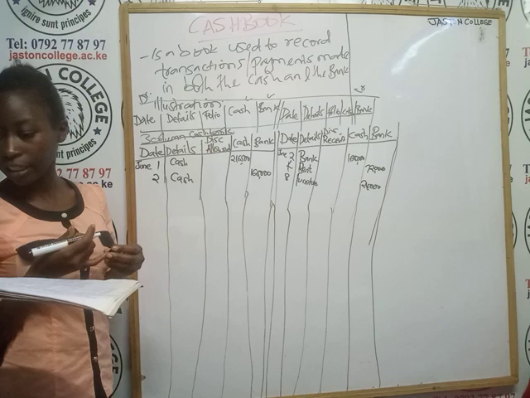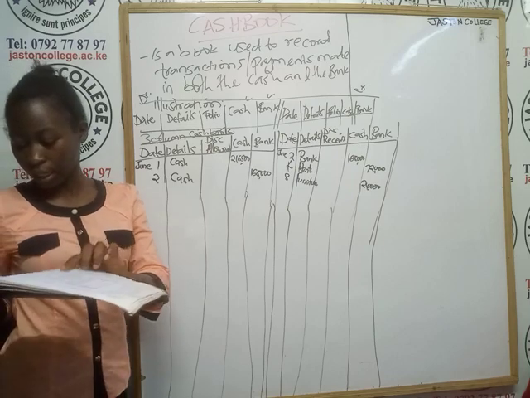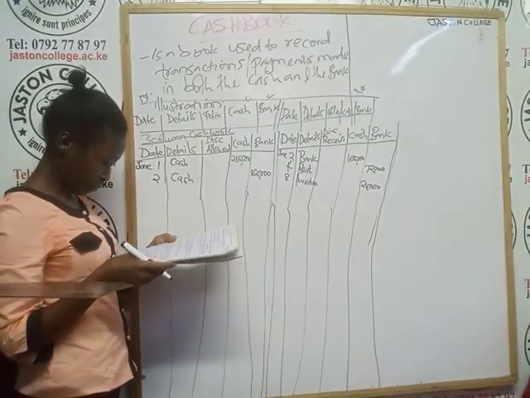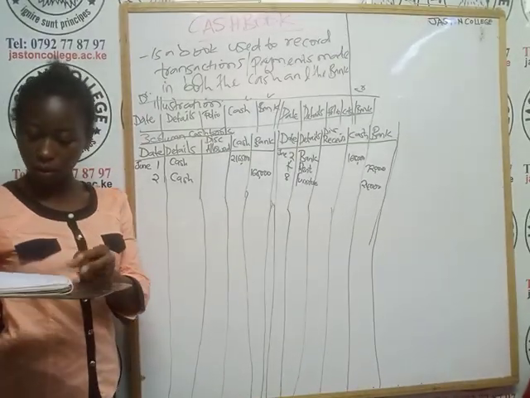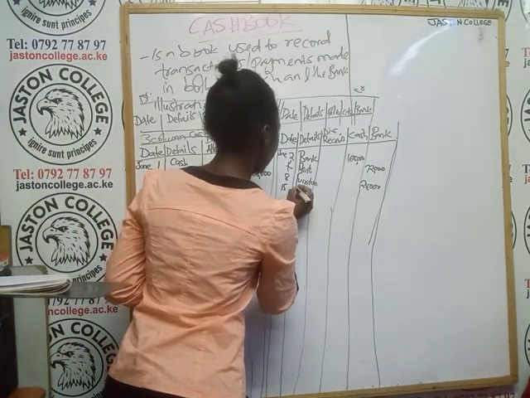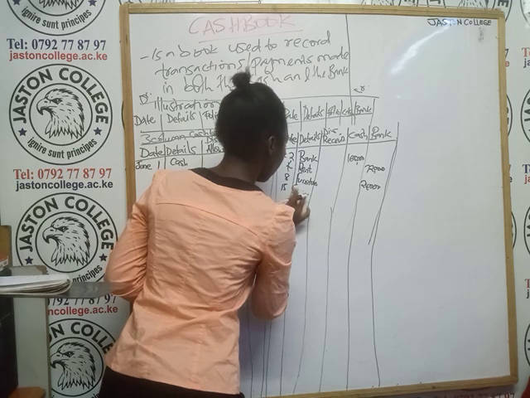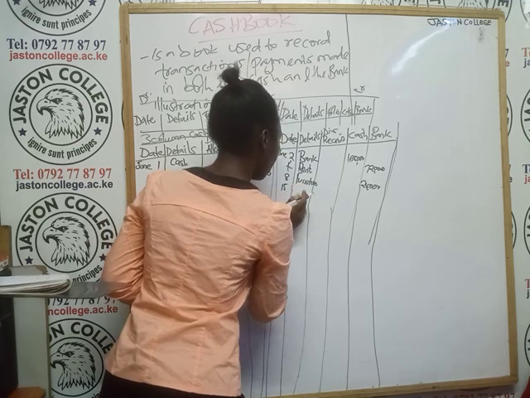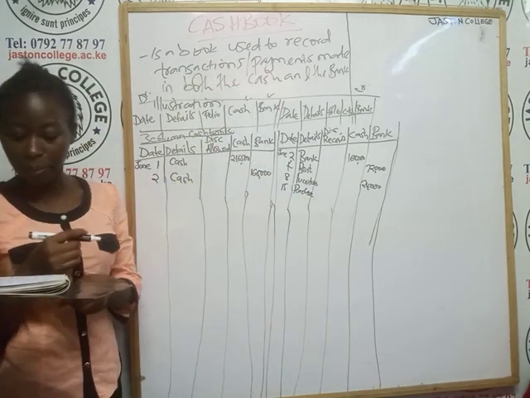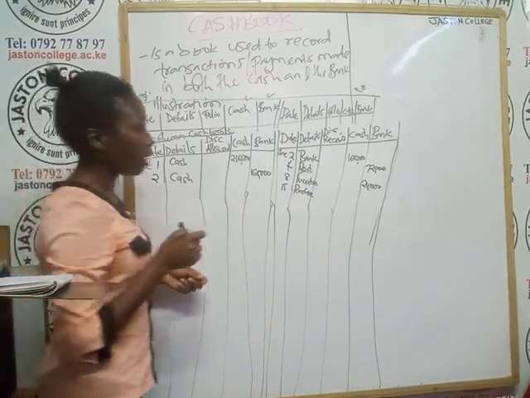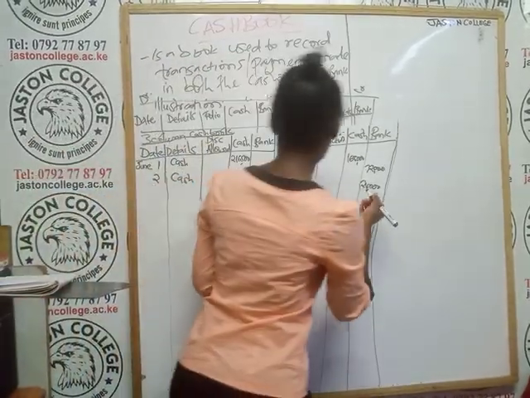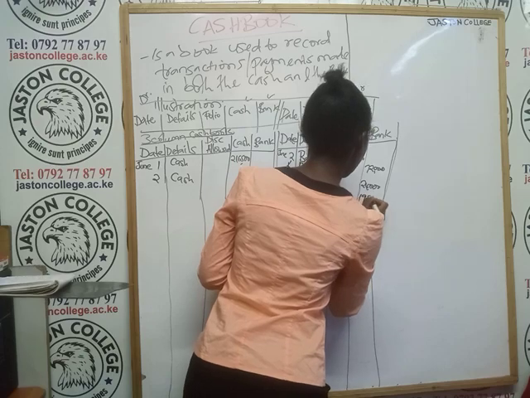Then on 15th, he purchased goods for sale by check. So on 15th, he made a purchase. The purchase reduced our bank by 19,500.